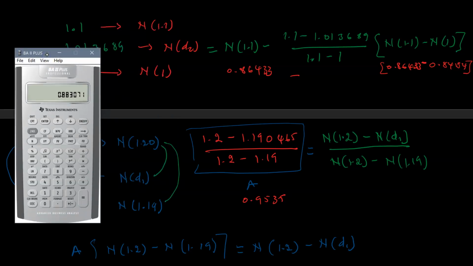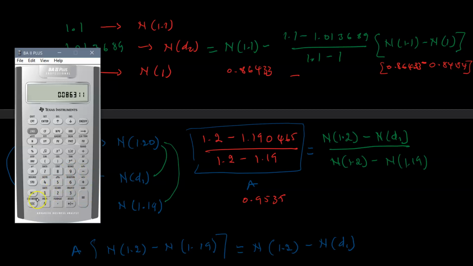I don't know why I'm squeezing that up there. I could have done that down there, but let's go ahead and do that. So we have 1.1 minus 1.01, 1.1 minus 1.013689.